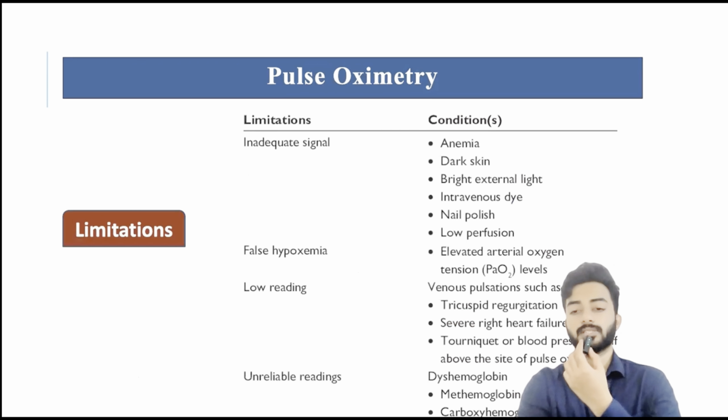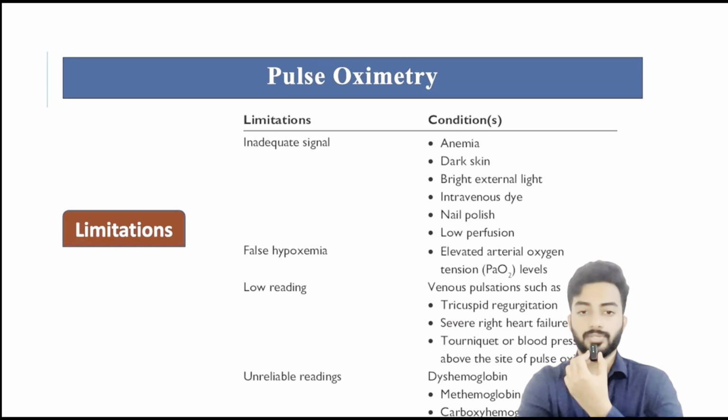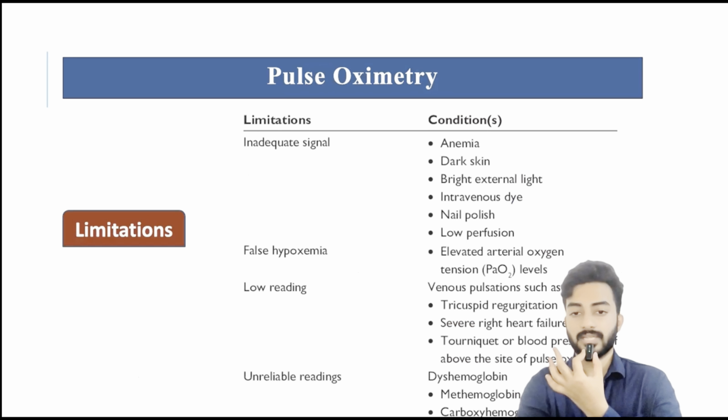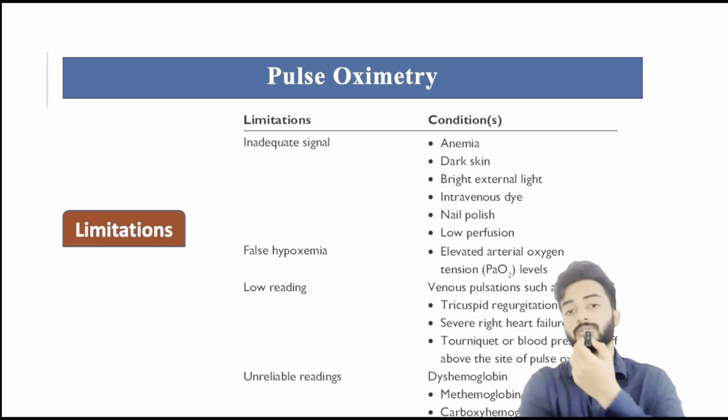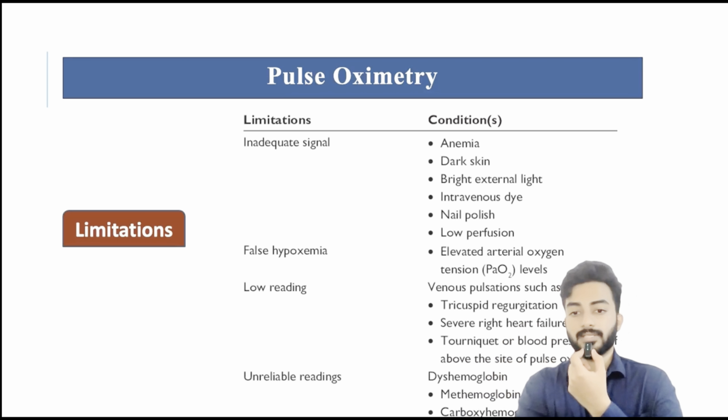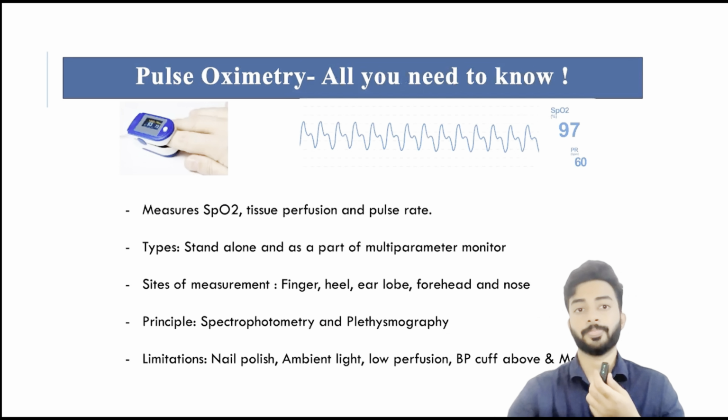But what are the limitations? Inadequate signal, like anemia, dark skin, bright external light, intravenous dye, nail polish, low perfusion, and false hypoxemia is seen, for example, if the patient is having elevated PO2 levels. And there can be some low readings, for example, if the patient is having severe TR, the patient can have venous pulsations, which can also lead to false readings. Also severe right heart failure, back pressure changes, tourniquet or blood pressure cuff above the site of pulse oximetry, and sometimes methemoglobin and carboxyhemoglobin can give you an underestimated value.